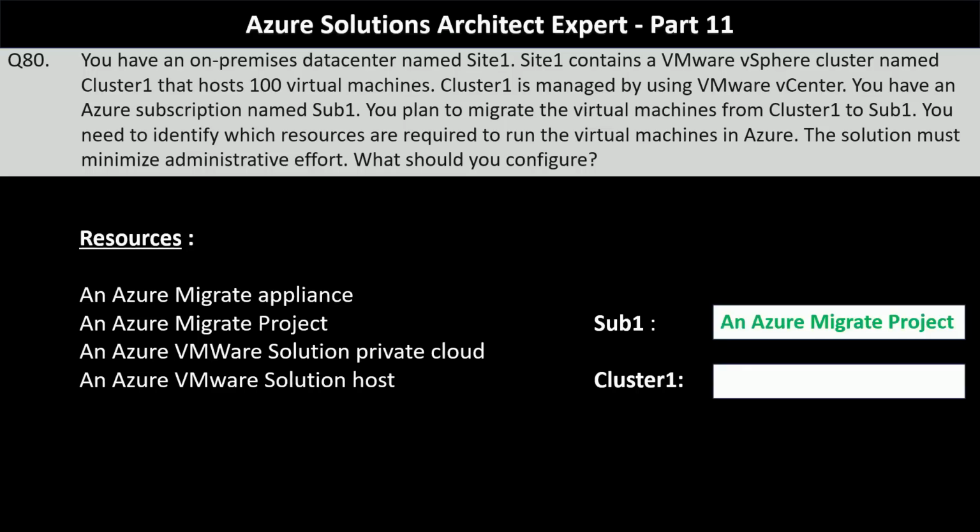You need to use the Azure Migrate appliance to discover and assess the VMs on Cluster 1. This appliance is required for discovery and assessment of on-premise VMware environment. It collects data from the VMware environment and sends it to Azure Migrate to help understand which resources are required in Azure. So folks, I hope you now understand why I have chosen that an Azure Migrate project needs to be created in subscription 1 and an Azure Migrate appliance needs to be created in Cluster 1.